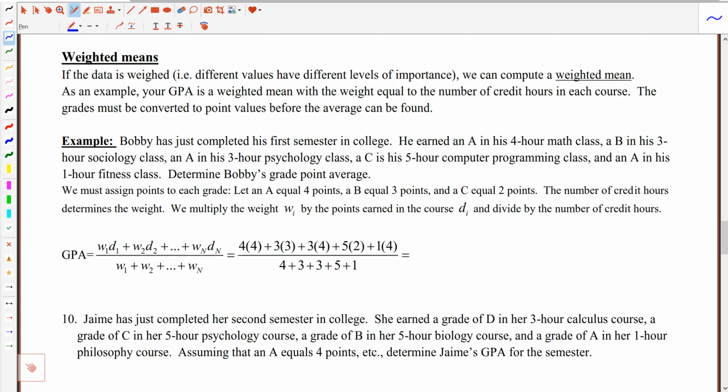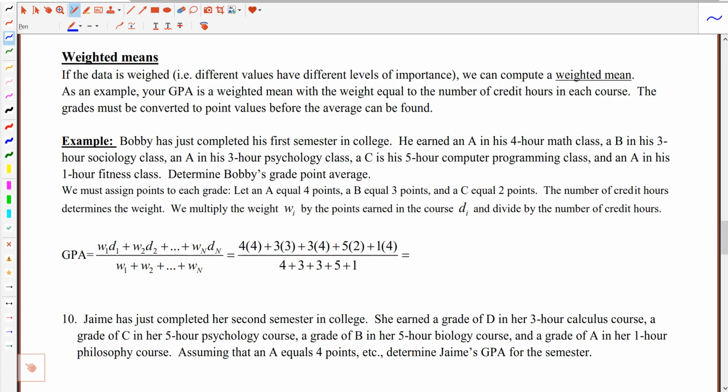An example where maybe you have seen this before is if you ever take a course where the instructor said that this project accounts for 20% of your overall grade, tests account for 60% of your overall grade. They're then computing a weighted mean where they take that one assignment or that one category and they assign it a certain importance within the overall mean. A GPA is another example of a weighted mean. So we're going to look at an example about computing a GPA.